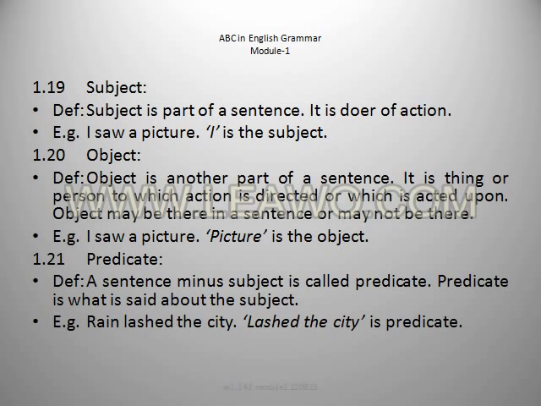Predicate. A sentence minus a subject is called predicate. Predicate is what is said about the subject. Example is, rain lashed the city. In this, rain is the subject and lashed the city is the predicate.